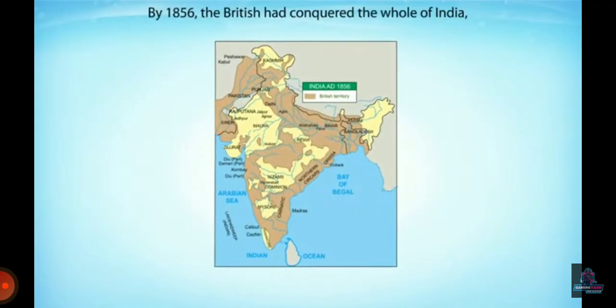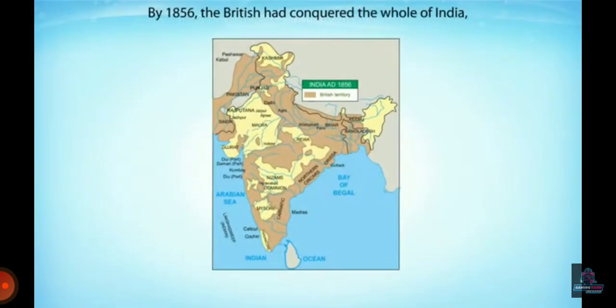By 1856, the British had conquered the whole of India. Conquered means our India completely went under the control of the Britishers, the British government. So when it went under the control of the British, we didn't have any powers, we didn't have any right to question them. Now we have the rights, now we have the duties. But before independence, we didn't have any.